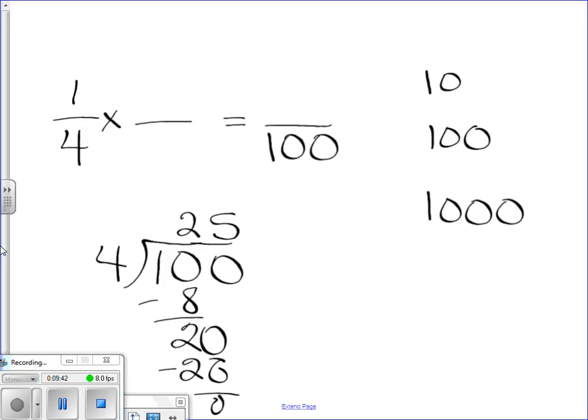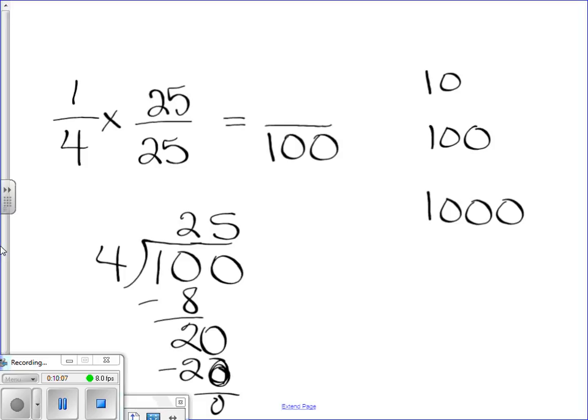I thought about changing it, but there's none of that. That's not a very pretty zero. So what did I have to multiply 4 by to get to 100? 25. So what I do to the bottom, I do to the top.